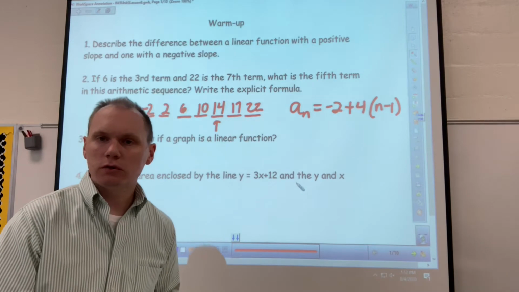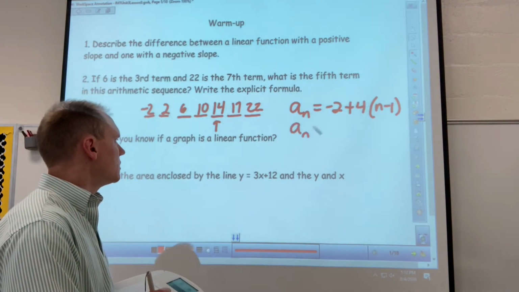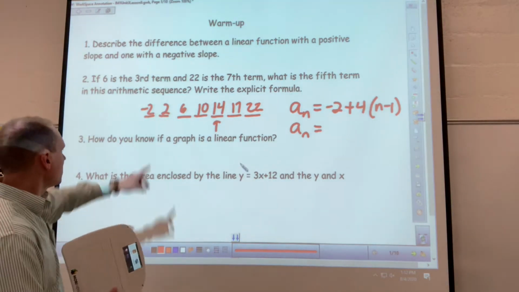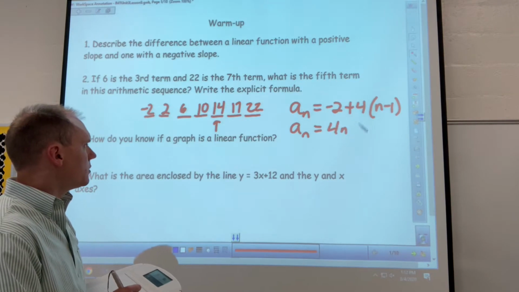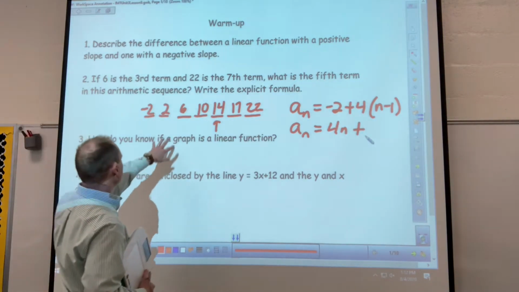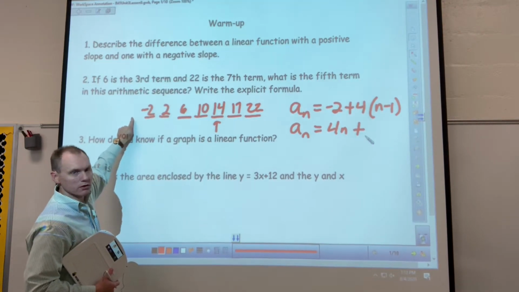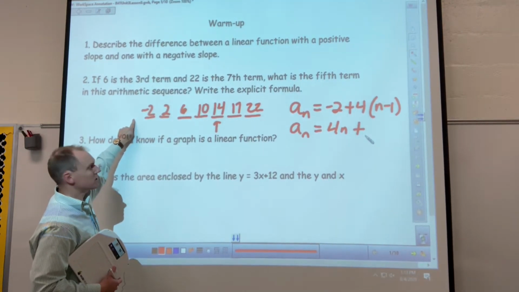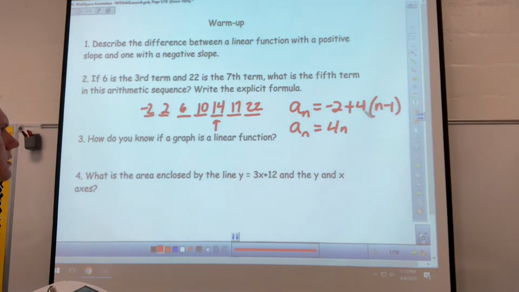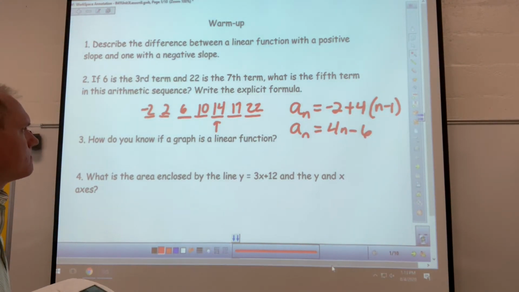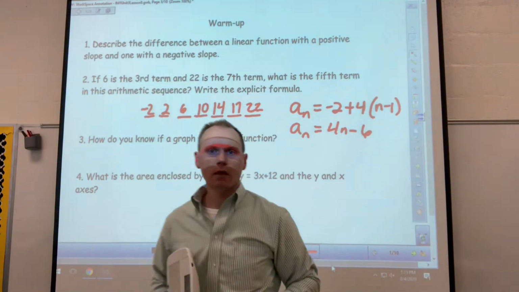Or you could write kind of the linear function version of it, which would be a sub n equals, let's see, the slope is the same thing as common difference, which would be 4. So 4n plus the y-intercept, the 0th term, right? Because it's the y value when x is 0. So the 0th term would be right here, which actually would be negative 6. So it would be 4n minus 6. Okay? And you could get that same thing if you were to distribute this out and kind of simplify.